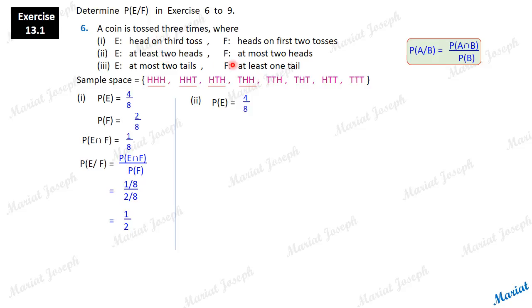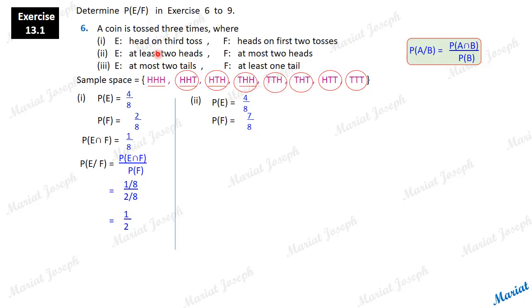Now its corresponding F given to us is at most 2 heads. Maximum 2 heads, not more than that. Which are the outcomes? Here they are. At most 2 heads. We do not want more than 2 heads. It can be 0 heads, 1 head, 2 heads, but not more than that. These circled ones. So the probability is 7 out of total 8.